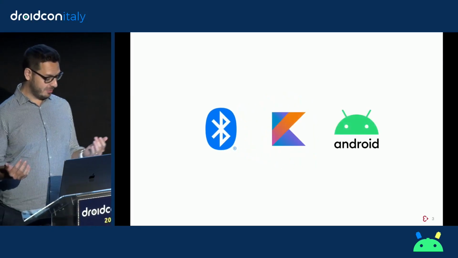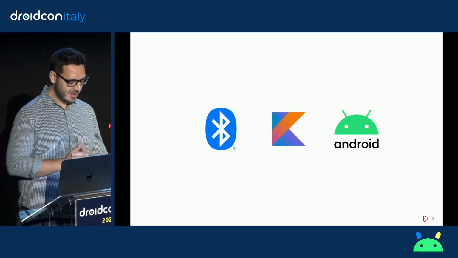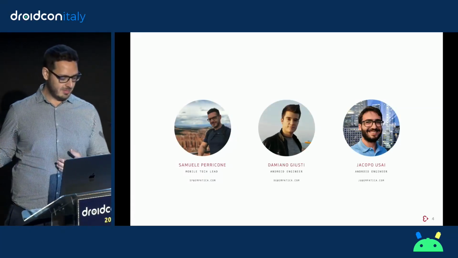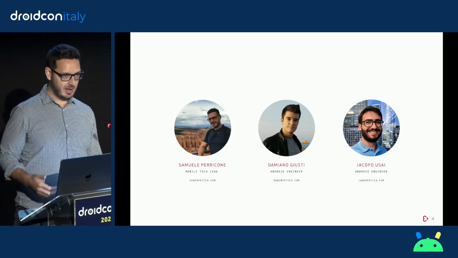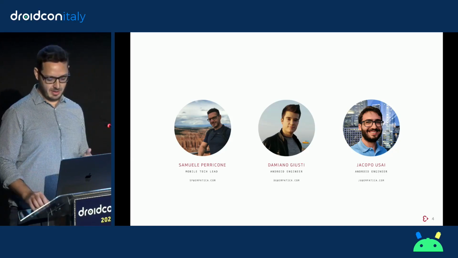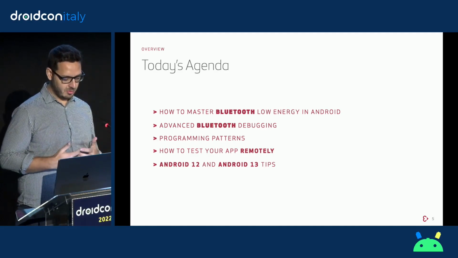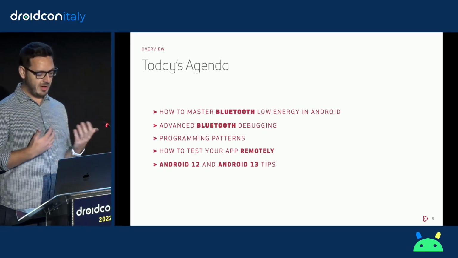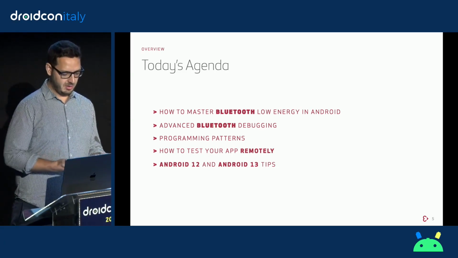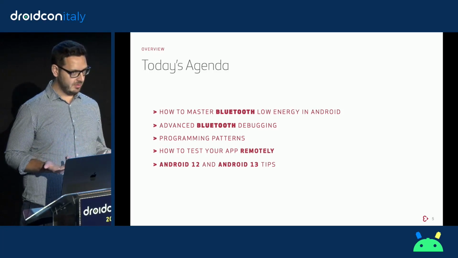Today we will explore best practices and Kotlin code to understand how to interact with Bluetooth devices in Android. We are Samuele, Damiano, and Jacopo, from Empatica, and our job is to build the mobile apps to connect to a medical device to collect health data. The main takeaways will be tips to master Bluetooth in Android, write functional and testable code, and how to test and debug Bluetooth apps on real devices, and why not some snippets also from Android 12 and the latest 13.